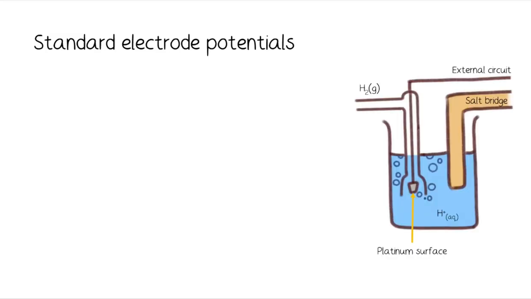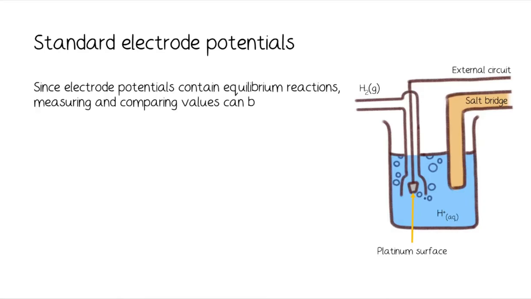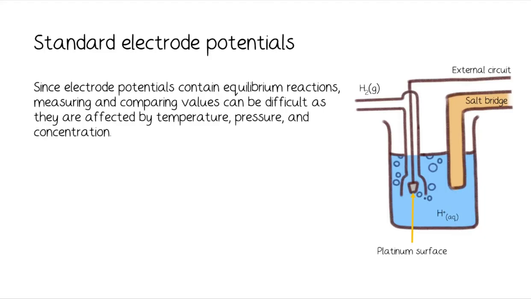Let's talk about standard electrode potentials. So I gave you all of these electrode potential numbers, but where did they actually come from? This is where the standard electrode potential comes in, and this involves using a standard hydrogen electrode as a half cell. Since electrode potentials are equilibrium reactions, measuring and comparing different values can be quite tricky because they're affected by temperature, pressure, and concentration. As well as that, it varies depending on what half cells you have. If you have zinc and copper, that's going to be different to something like aluminium and copper.